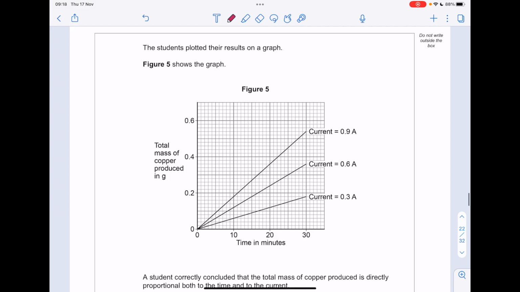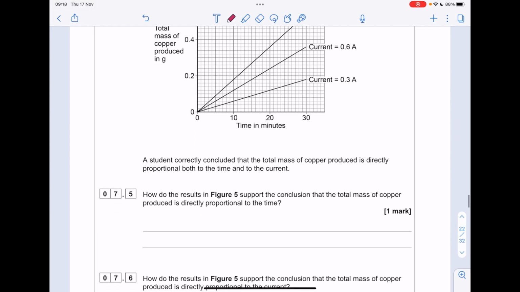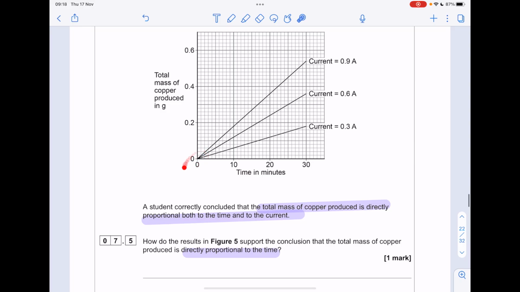The students plotted their results on a graph. A student correctly concluded that the total mass of copper produced is directly proportional both to the time and to the current. How do the results in figure 5 support the conclusion that the total mass of copper is directly proportional to the time? Well, it's a straight line, and also the fact that it passes through the origin.